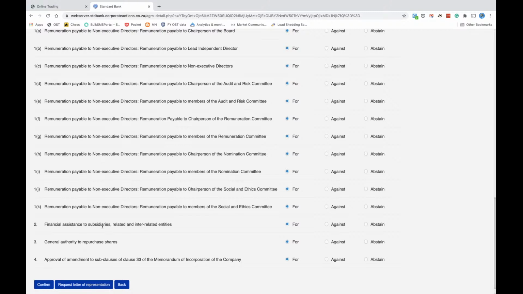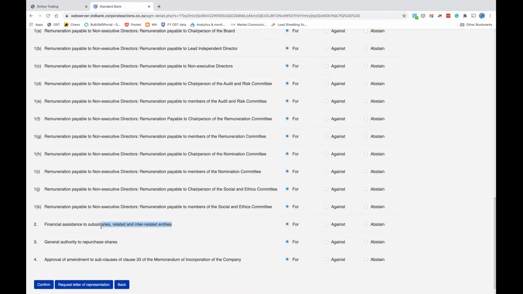Financial assistance to subsidiaries, related and interrelated entities. So, understand how most of these companies are set up. Shoprite is technically a holding company, and within that it'll own different companies. It'll have Shoprite, Checkers, it'll have their offshore operations, potentially all as individual entities. Now, if they've got permission from the shareholders, they can give financial assistance to those companies. They can't do it without permission, and there are still T's and C's around them doing it. But it does mean that they can give financial assistance.